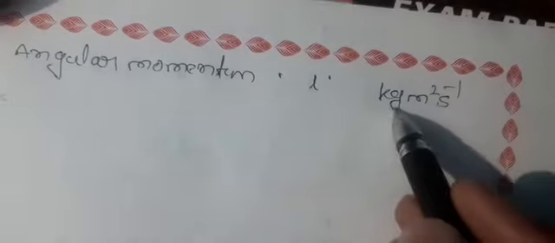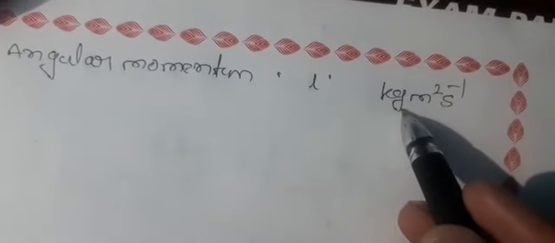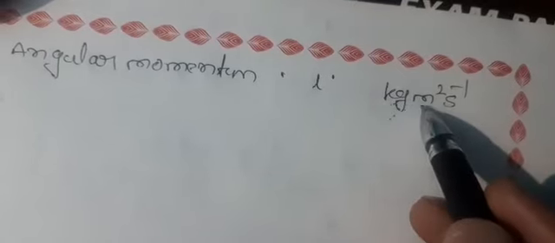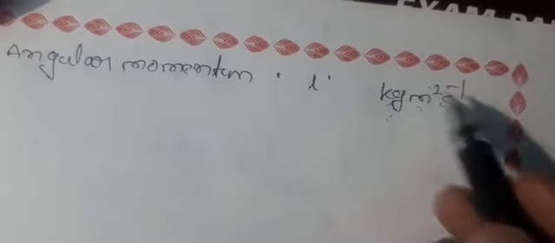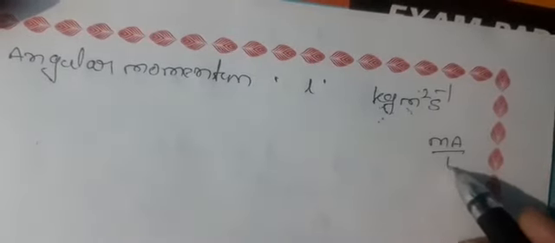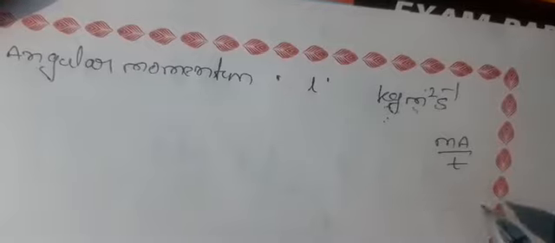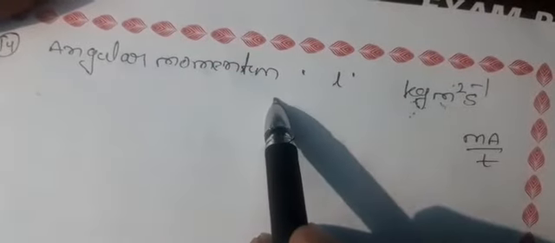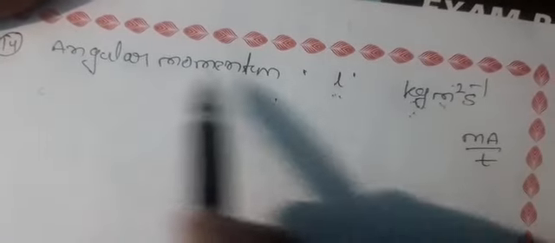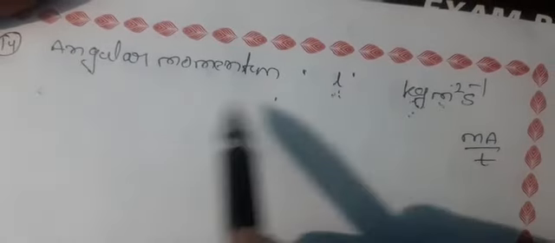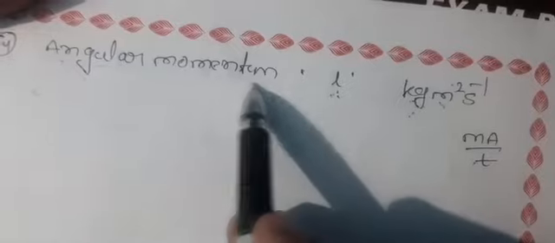That means the product of what? The unit of mass is kg, the unit of area is meter square, so it is mass into area divided by time. That is called angular momentum. Angular momentum is also rotational motion. It is the product of mass and area, inversely proportional to time.